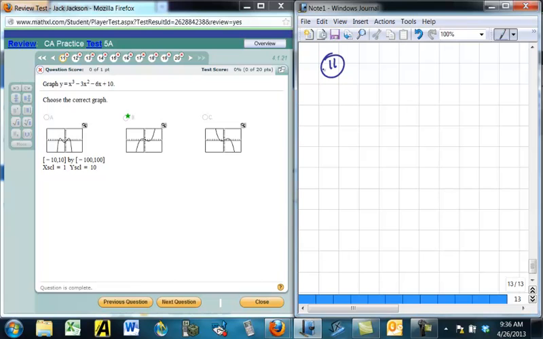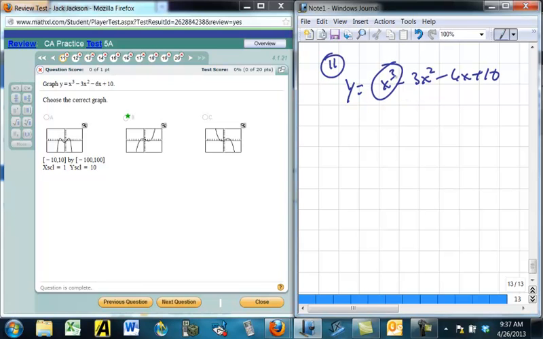Which one of these is the best graph? Well, y equals x cubed minus 3x squared minus 6x plus 10. Now these are considerably different in the shapes. So a couple things we can tell right off the bat. A, y equals x cubed, it starts with an x cubed.